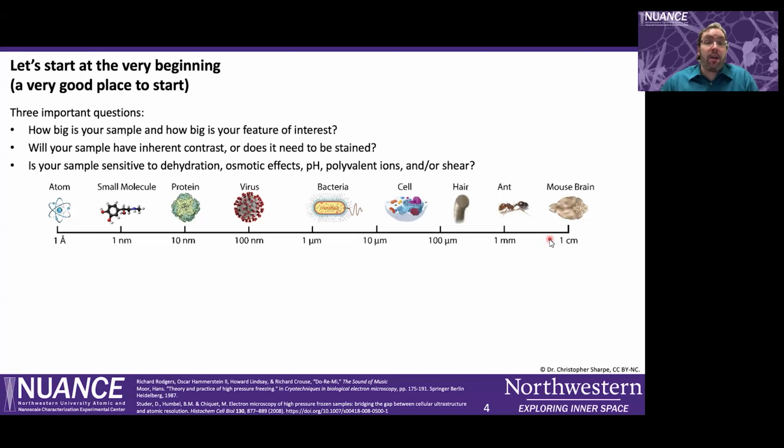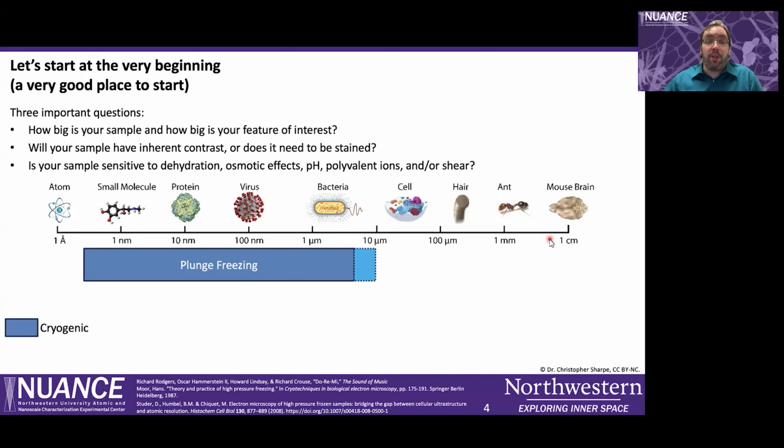Second, will your sample have inherent contrast or does it need to be stained? That will help us really tailor protocols for your sample in particular and what you want to see. And third, what is your sample sensitive to? Can it be dehydrated easily? Is it going to be very prone to osmotic effects? Are there things that you want to image in your sample that are extremely pH sensitive or polyvalent ion sensitive? Can your sample be sheared? All of these questions help us really pick which technique and protocol will be best for you.